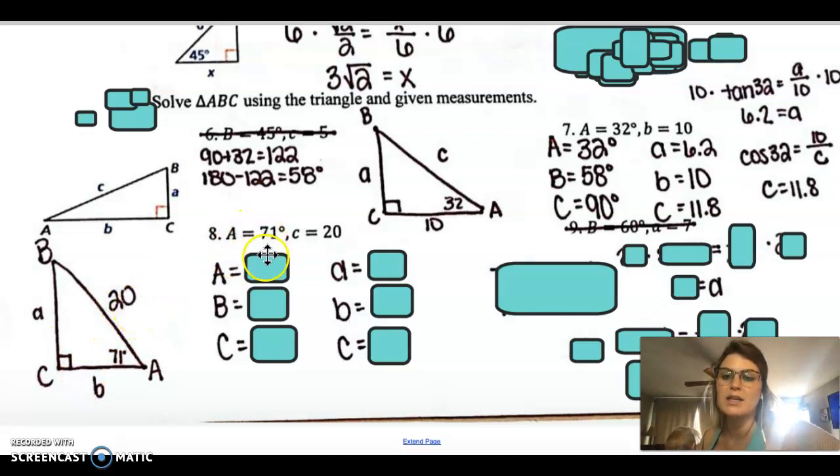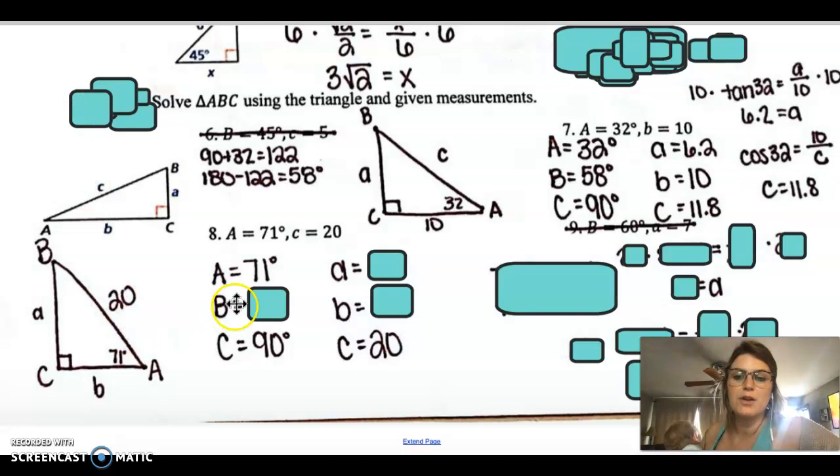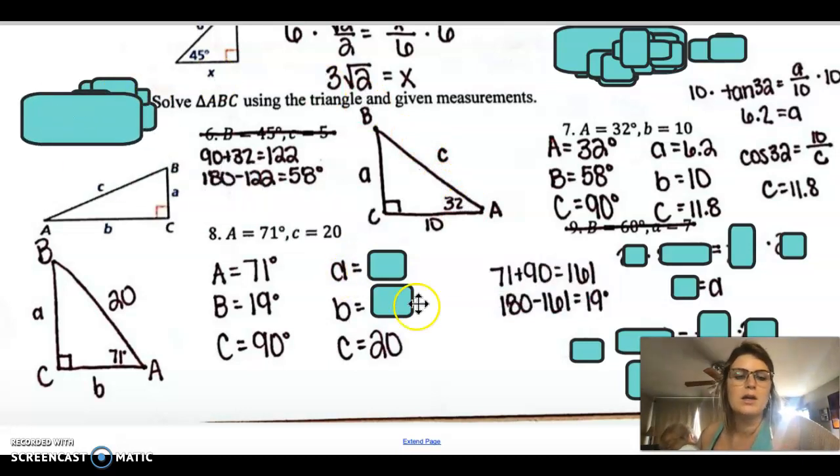So we know that A is 71, and we know capital C is always 90. And then in this one we have little c is 20, so we know that. Okay, to find your third angle, remember 90 minus 71, that'll give us 19. Or you can do it this way.